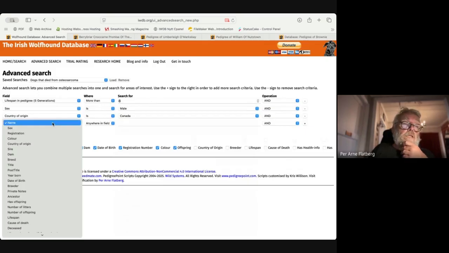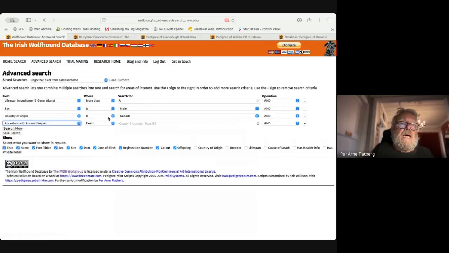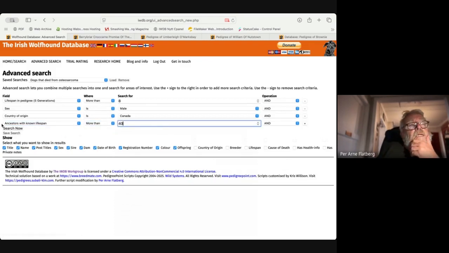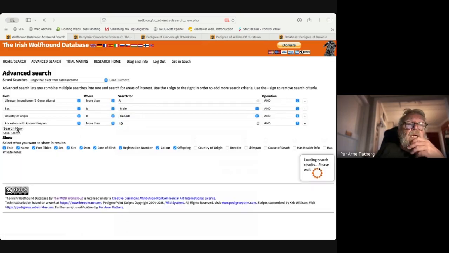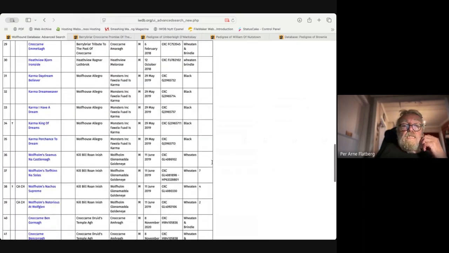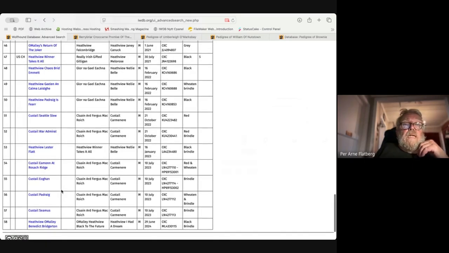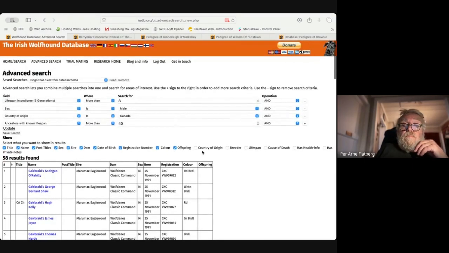And I want ancestors with known lifespan to be at least more than 40. That's because I want to know the lifespan of at least 2/3 of the ancestors for that to be interesting. And then I can do a search. I see that what I got here were mainly older dogs, but I get some here that might be interesting for that one.